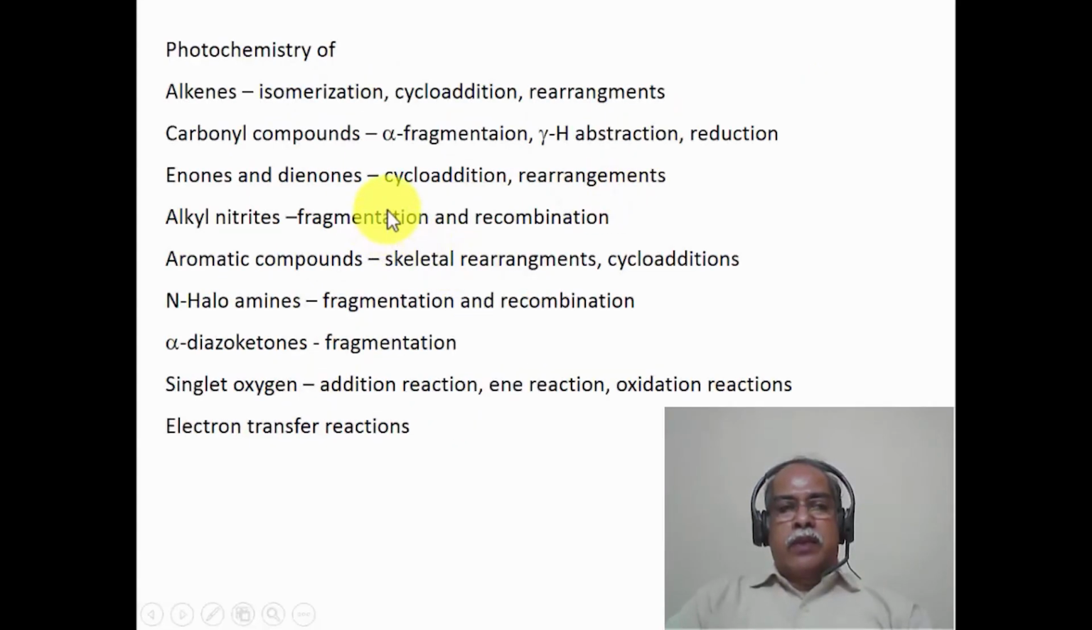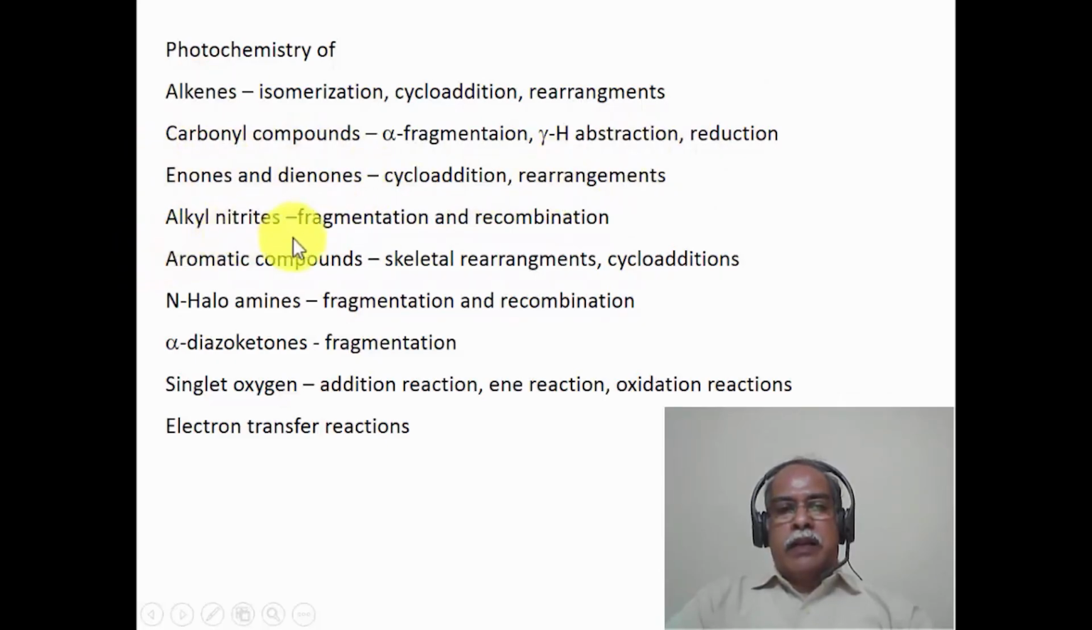The kinds of reactions we are going to see in the future modules are, for example, the photochemistry of alkenes, which would involve isomerization, that is cis-trans isomerization, and cycloaddition processes. We are going to be concerned only with non-concerted cycloaddition processes because we have already seen the concerted cycloaddition processes in an earlier example. Certain rearrangements we will also see, like the di-pi-methane rearrangement, which is one example of an alkene isomerization. Photochemistry of carbonyl compounds essentially deals with alpha fragmentation, gamma hydrogen abstraction, and photochemical reduction of ketones and so on.